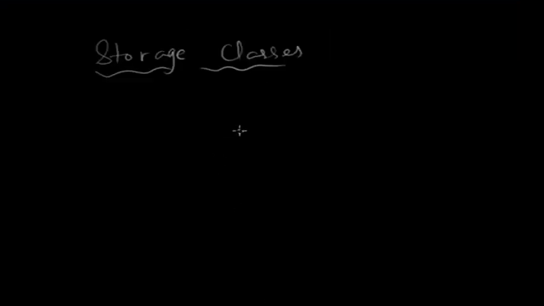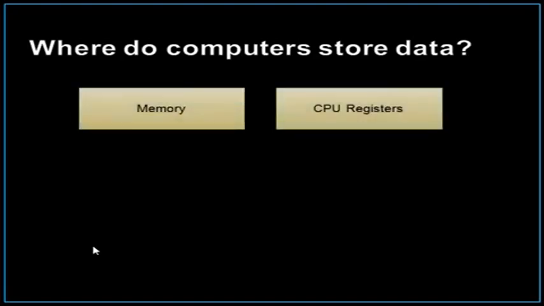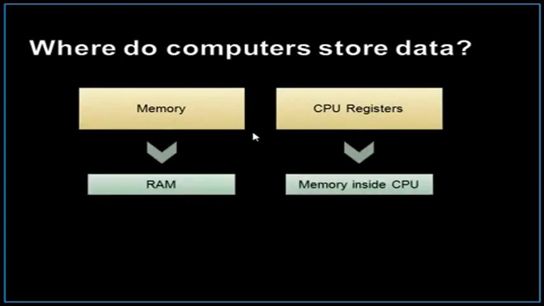Now a final concept remains, which is storage classes, a very easy concept. But before you know what storage classes are, you must know this: where do computers store data? There are two types of places where computers can store data. One is memory, another is CPU registers. Memory is nothing but RAM, and CPU registers are a type of memory which is inside the CPU.